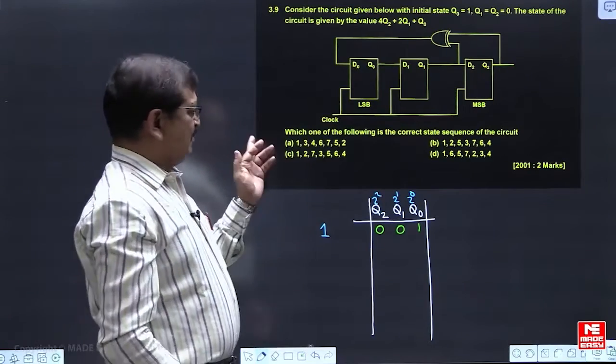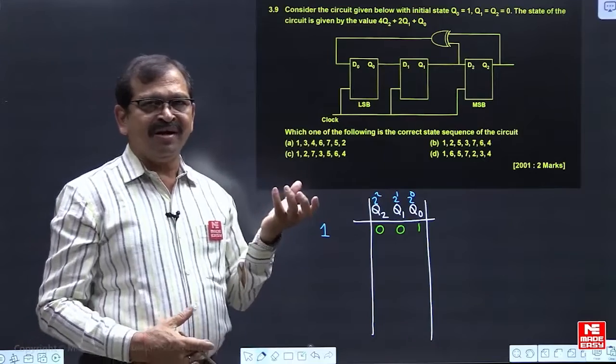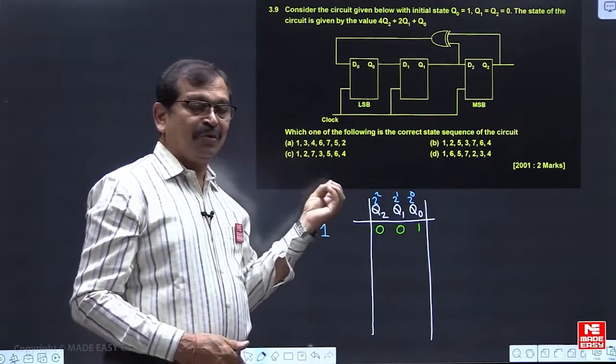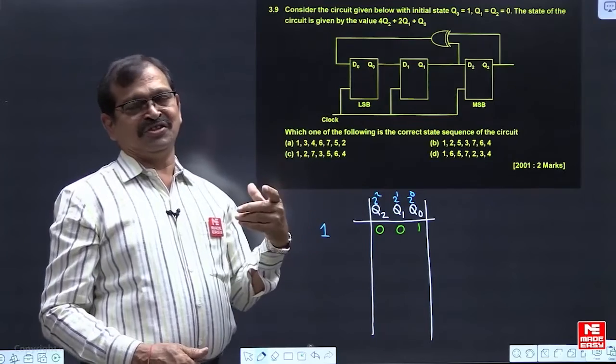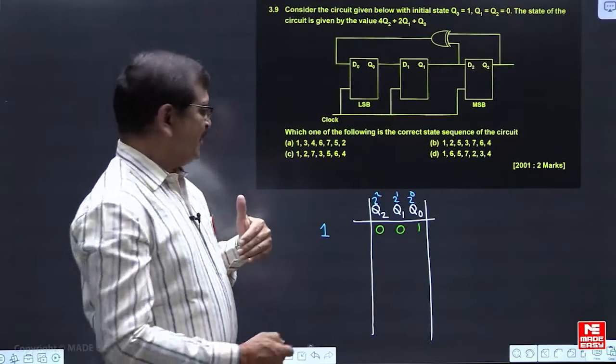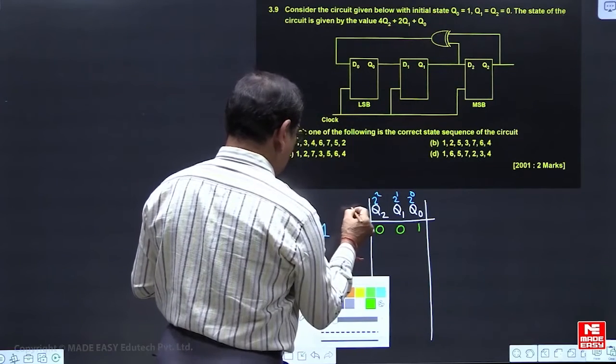So what is the state sequence asking? To give the answer for a state sequence, while applying the clock, you have to look at what the next state is. What is the next state? While applying the clock, we need to check. So our work goes on while applying the clock.